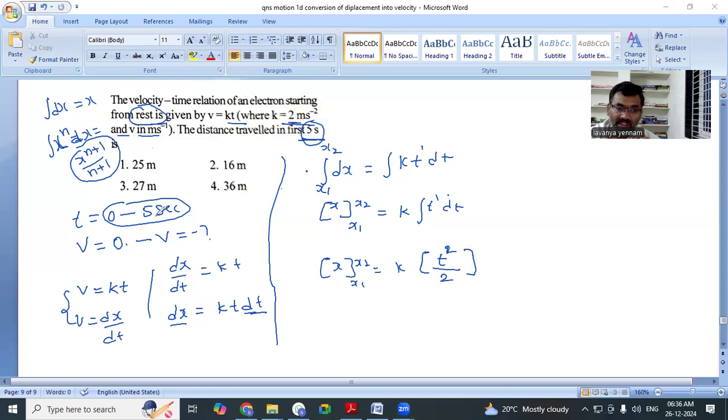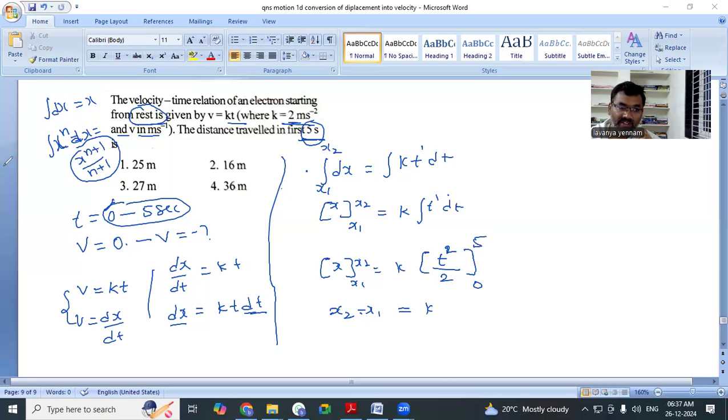From where to where? The time limits they have given already: first 5 seconds, 0, 1, 2, 3, 4, 5. That means 0 to 5. Now substitute, x2 minus x1. What do we have to do here? First of all, substitute the upper limit in the place of t, minus substitute the lower limit in the place of t, equal to k.